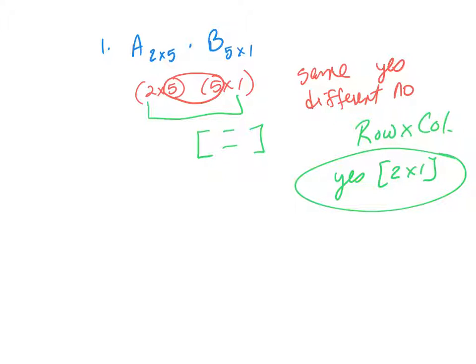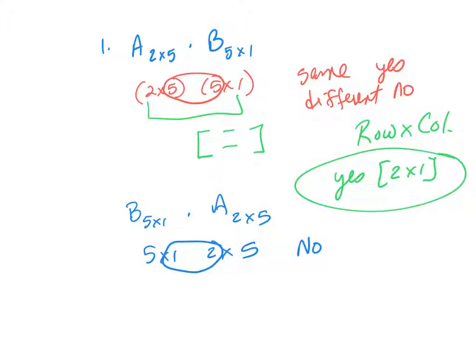Now, if this was in reverse, if we were multiplying B as a 5 by 1 times A as a 2 by 5, and we put our dimensions together, when you circle those two middle ones, this would be a no. So matrices aren't like numbers. 2 times 3 is the same as 3 times 2. But in matrices, one could be possible and the other one might not be possible in the reverse order. Do you see why that's a no?